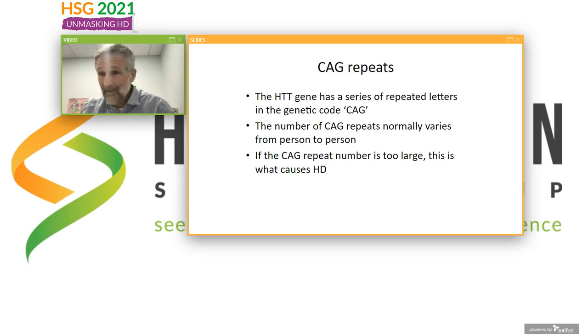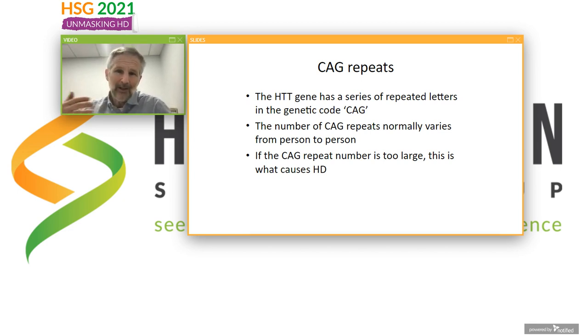And for every person on Earth, we all have two copies of this gene, and we may have two different repeat numbers. We get one of those repeat numbers from our mom, and we get another repeat number from our dad. And as long as both those repeat numbers are in the normal range, that's perfectly fine. It's just part of all the human variation that makes us all different. But if one of those numbers is too large, that is what causes Huntington's disease.